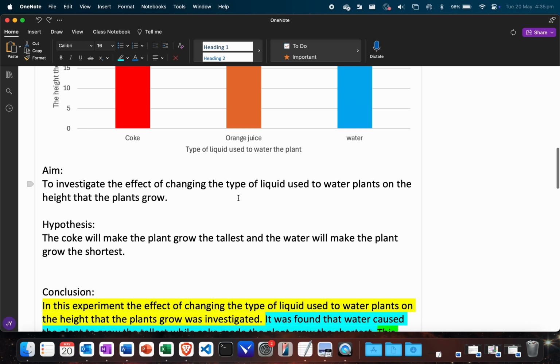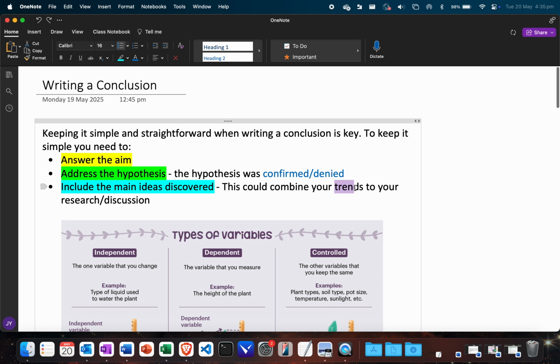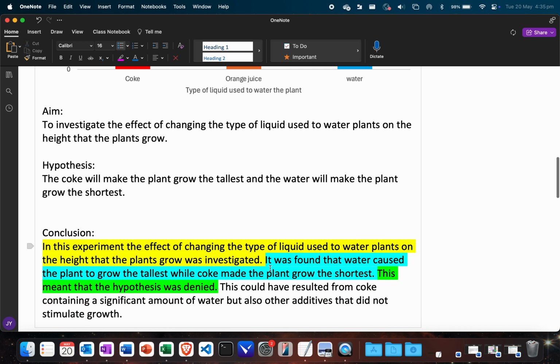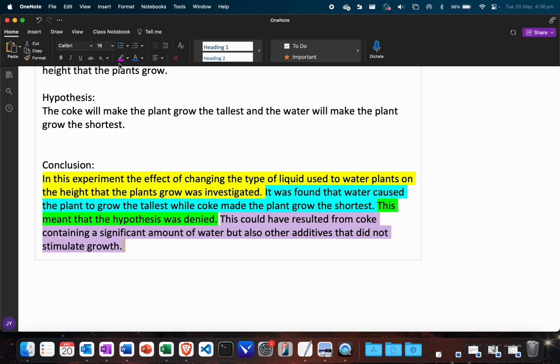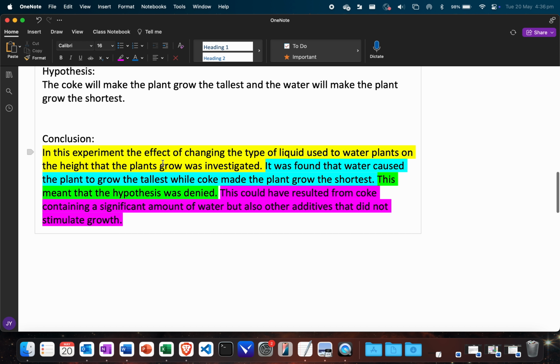Now, from the trend, and then from the research, I'm actually going to use a different color. Let's use pink for that one, just so that you can clearly see what I've done there. Okay, so how did I lay out my conclusion? I answered the aim. I included the trends that I observed. I gave a comment on the hypothesis. And then I finally tried to give a brief explanation from my background research. That is how you write a conclusion.